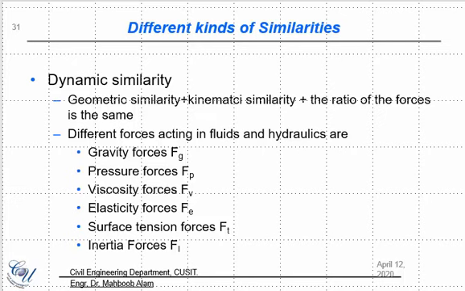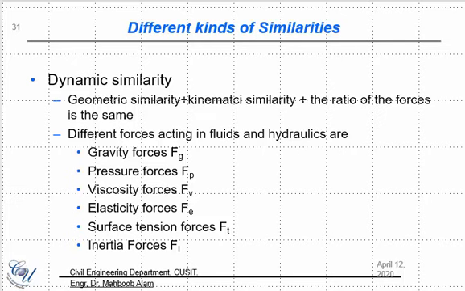The flows in the model and in the prototype are dynamically similar if at all the corresponding points, identical types of forces are parallel and bear the same ratio. So we have to ensure that the forces in the prototype and in the model are the same. And what are the forces that usually we have to consider? These are also given here: the gravity forces, the pressure forces, viscosity forces, elasticity, surface tension, and inertia forces. These are all forces that you are aware of.